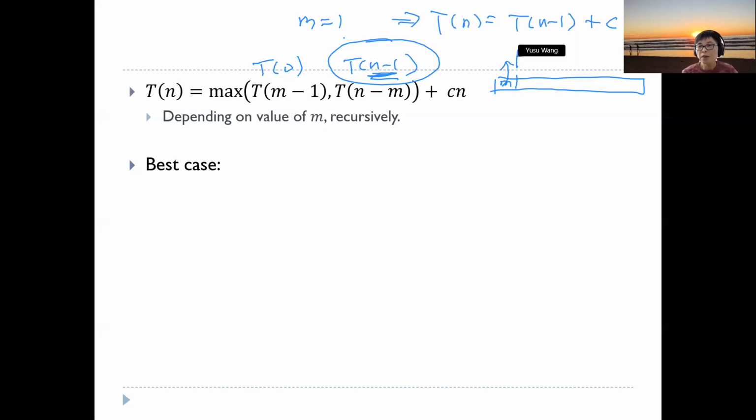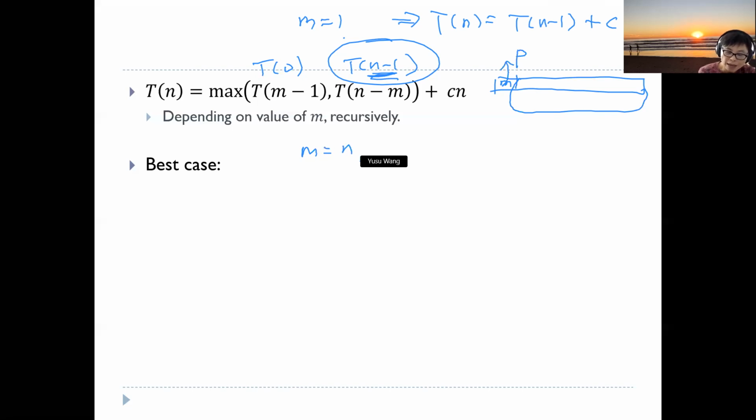And we didn't really eliminate any numbers at all. We still have to recurse on a huge portion. So that's not great. Okay? What if m equals n then?